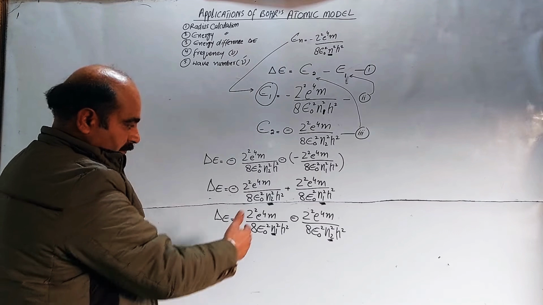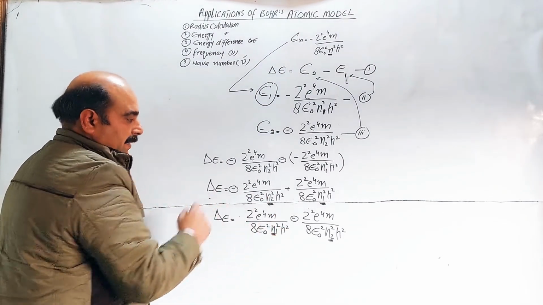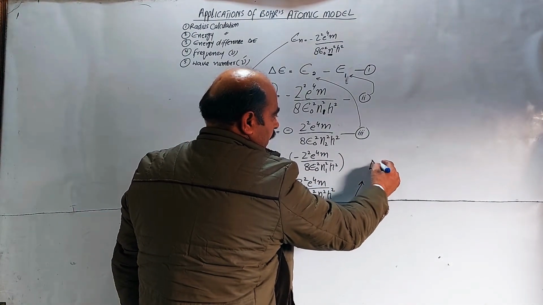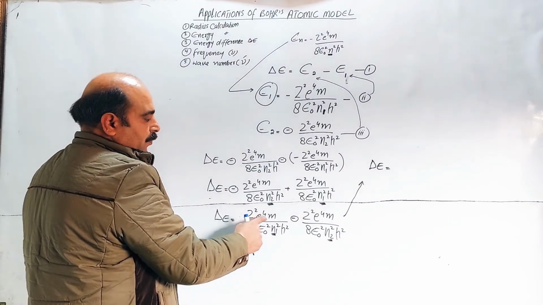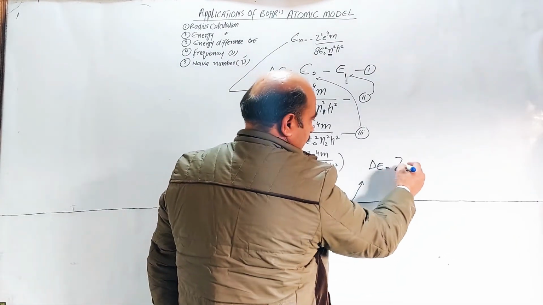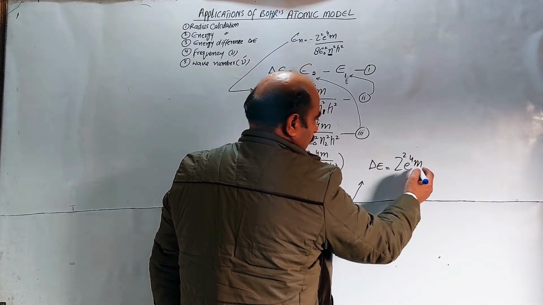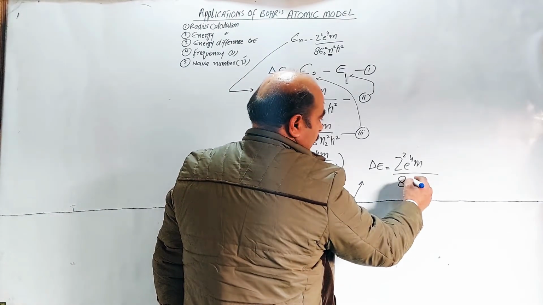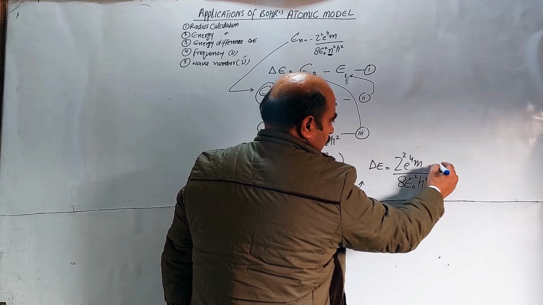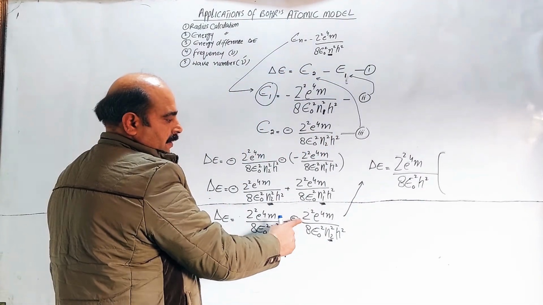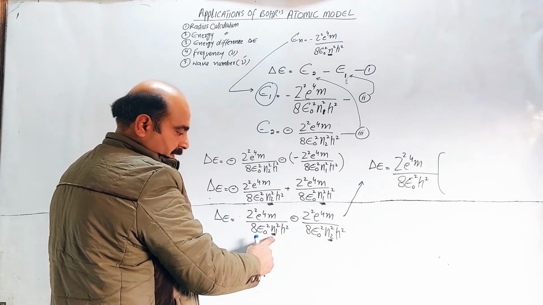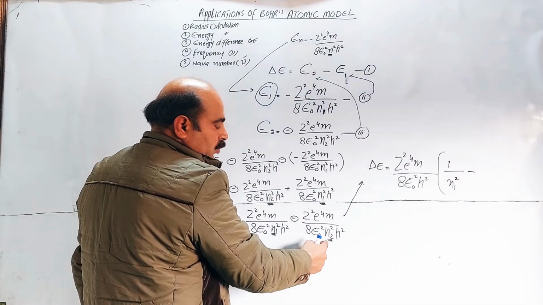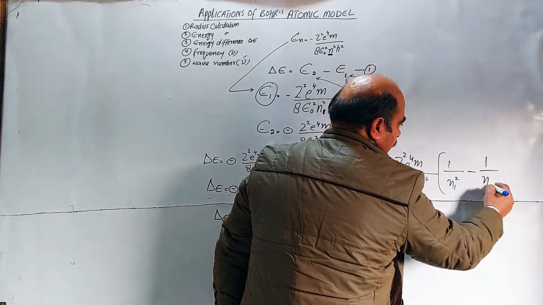Dear students, taking the common factor, left or right, Z square e4 m is common. So delta E is equal to Z square e4 m divided by 8 epsilon naught square h square, which is common to both, times the bracket: 1 over n1 square, minus 1 over n2 square.